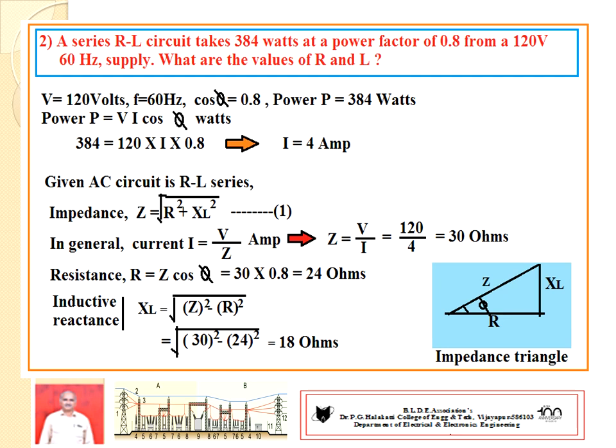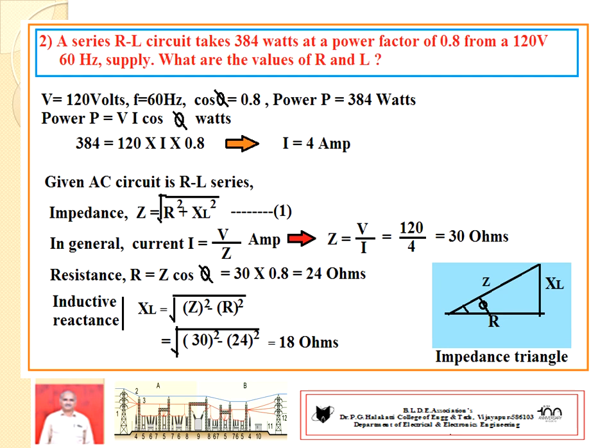Once you know Z, from the impedance triangle we have the relation cos phi equal to R by Z. Therefore, R equal to Z cos phi. So we are getting 24 ohms.